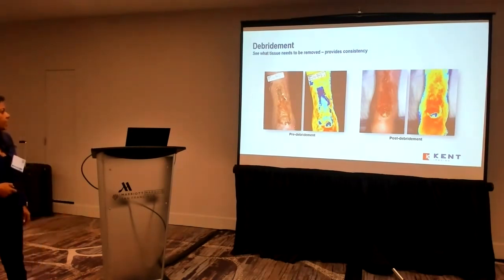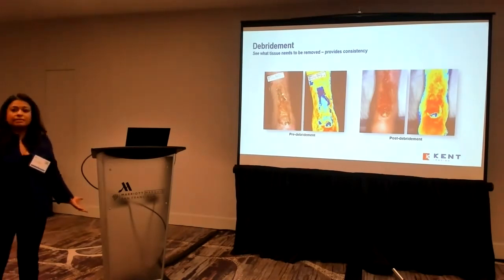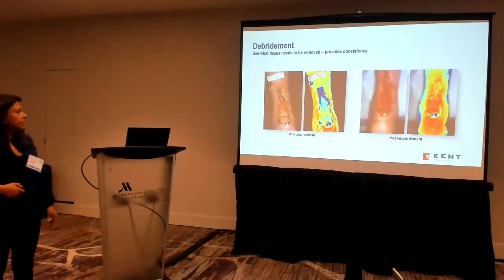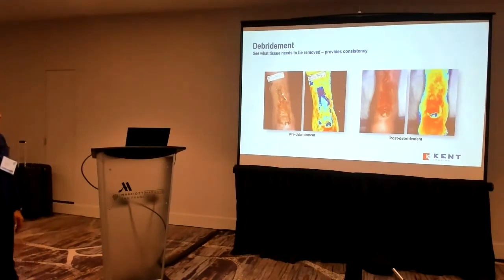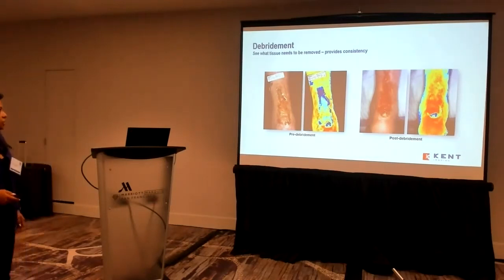So here we have an Achilles area. You can see here by naked eye, it's very difficult to see what's going on. Is this area going to heal? On imaging, the majority of this area is blue and somewhat pale. We're not getting as much oxygenation there.